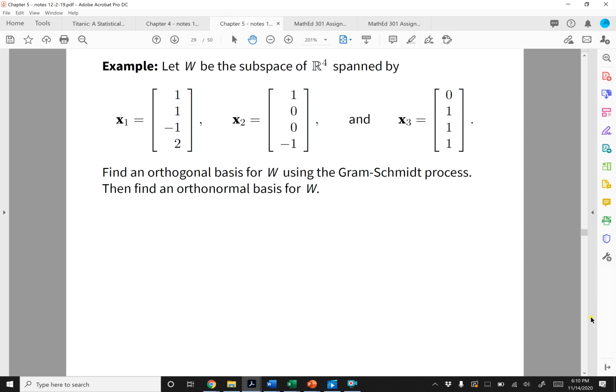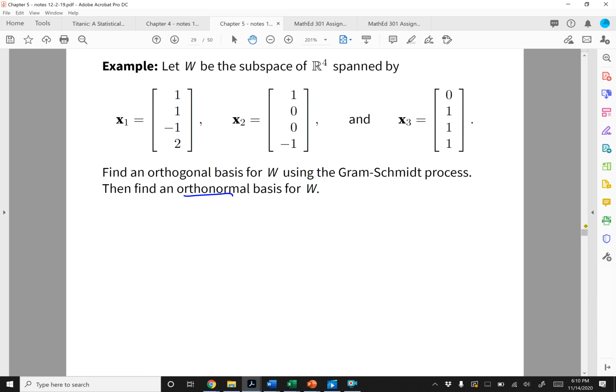All right, so here's an example with numbers. Here we have x1, x2, and x3. They span a certain subspace in R4. Let's find an orthogonal basis for W using the Gram-Schmidt process, and then find the orthonormal basis.